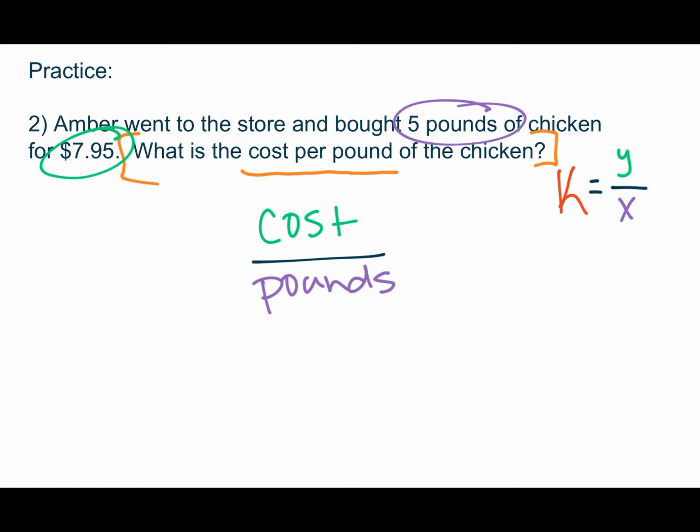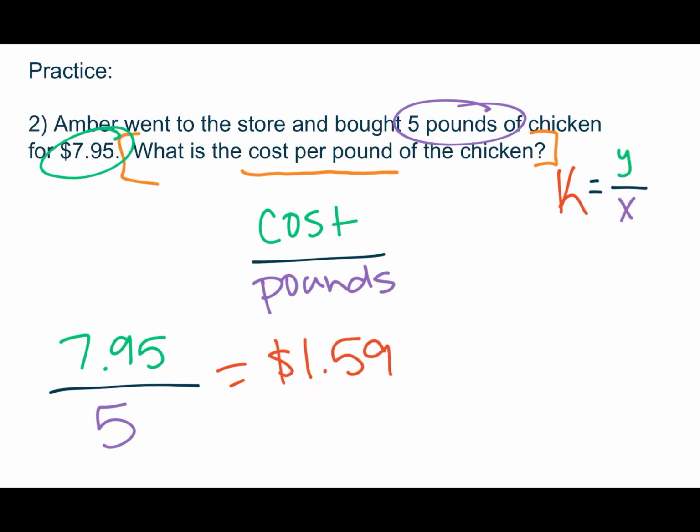So I see in my problem, I have 5 pounds of chicken, and it cost $7.95. So I want to take $7.95 and divide it by the number of pounds of chicken I have, which is 5. When I do that, I get $1.59 per pound of chicken.